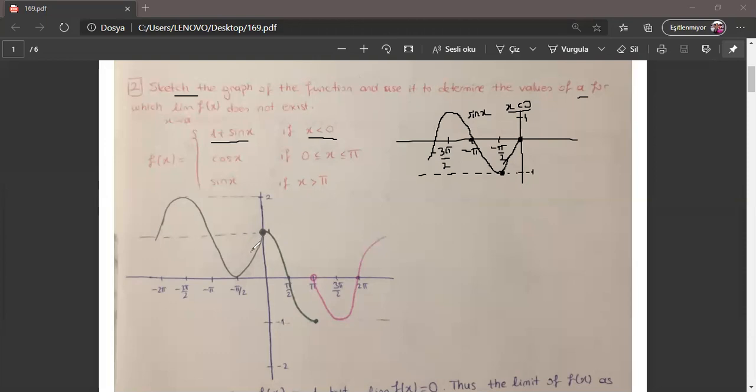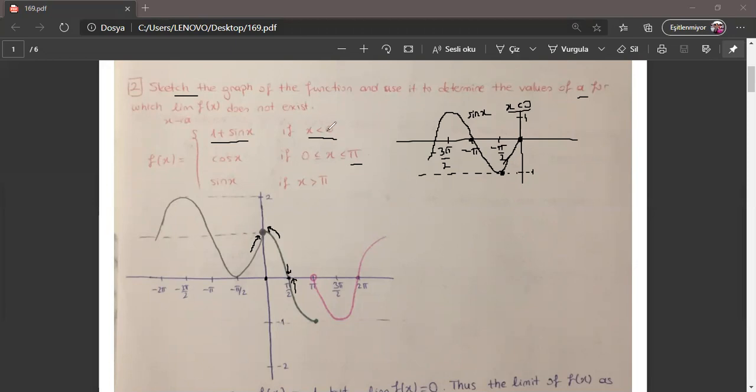Now we need to only check these values. Here we have the limit of f when x is approaching 0. It's this, which is 1. So it exists when x is approaching 0. What about this, for example? We're approaching from left and right, and we obtain the same value.